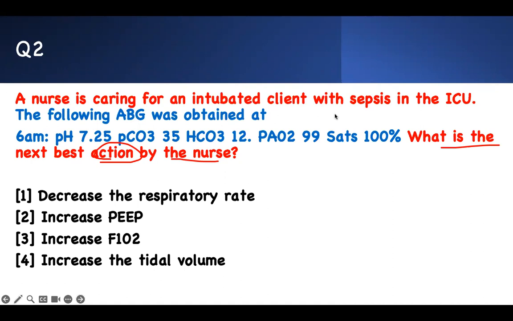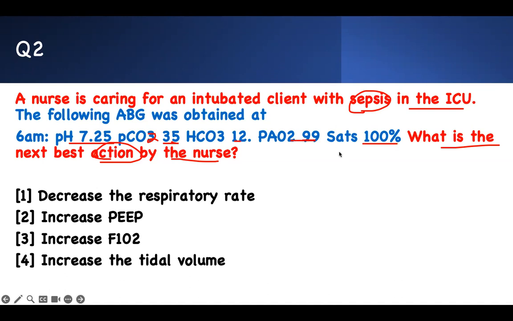A nurse is caring for an intubated client with sepsis in the ICU. I have sepsis, I'm in the ICU. The following ABG was obtained. What do we got? At 6 o'clock, we have a pH of 7.25, PCO2 of 35, bicarb of 12, PaO2 of 99, and saturation is 100%.